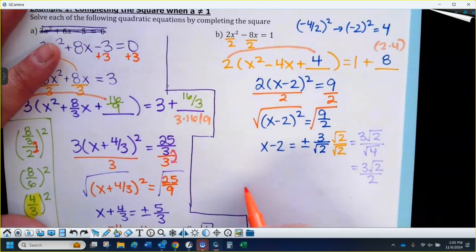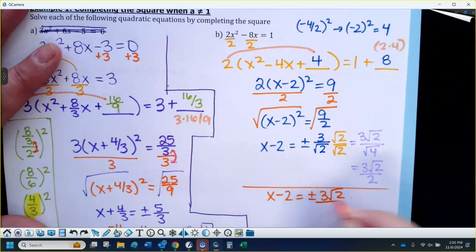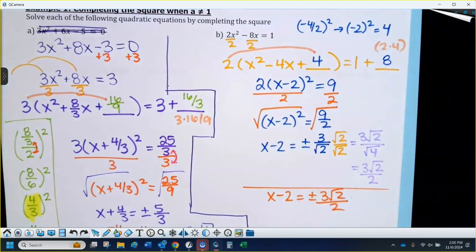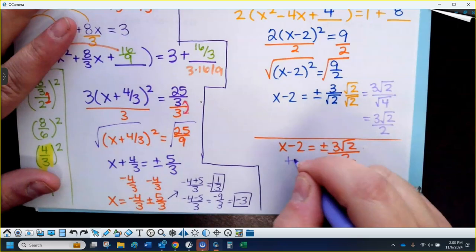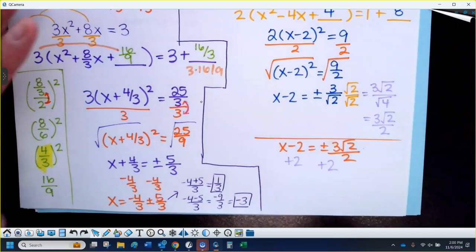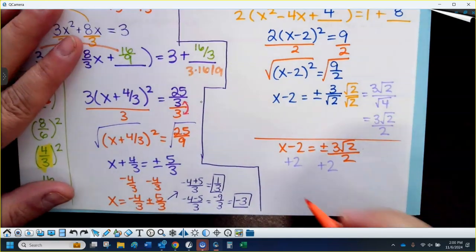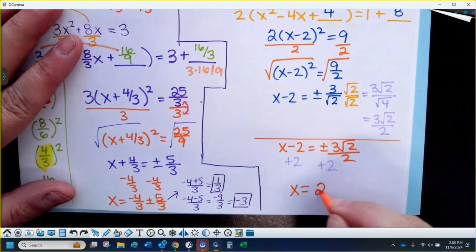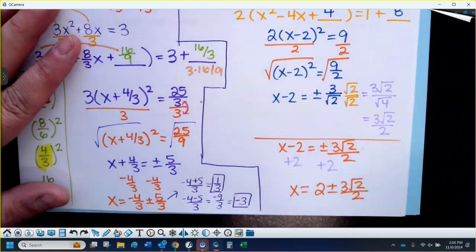All right, so I know that's a lot. So I had x minus 2 equals plus or minus 3 roots of 2 all over 2. The only other thing I can do there, this just has a really garbagey looking answer, and that's just how it is. The only other thing I need to do is get that subtraction of 2 away from the x. So I'm going to add it to the other side, and you can just leave your answer right like this. 2 plus or minus 3 roots of 2 all over 2.